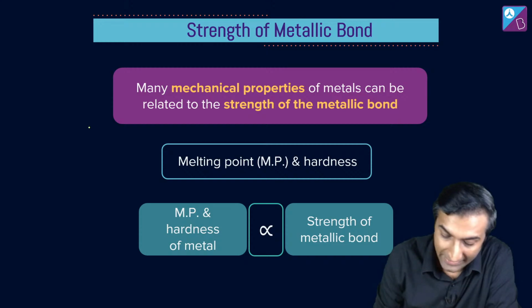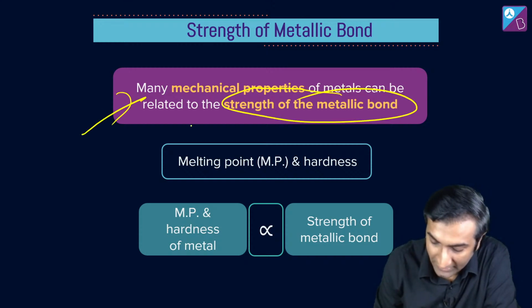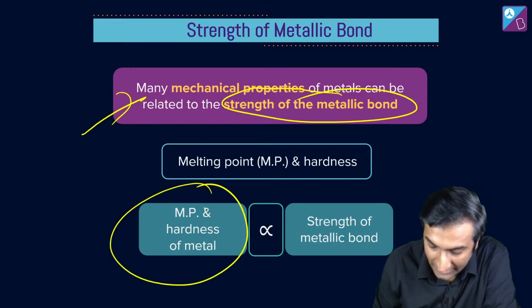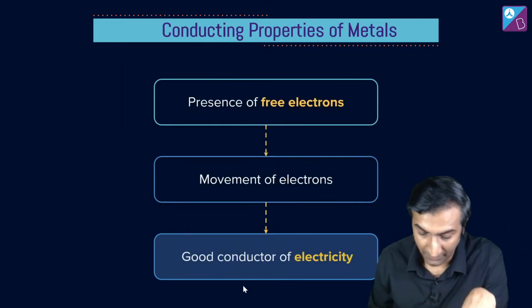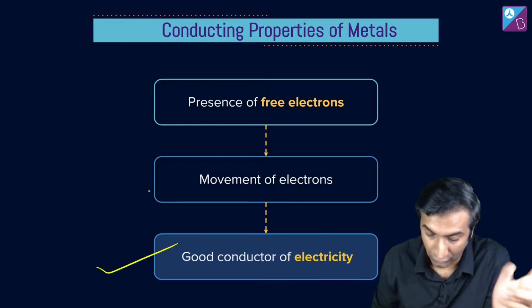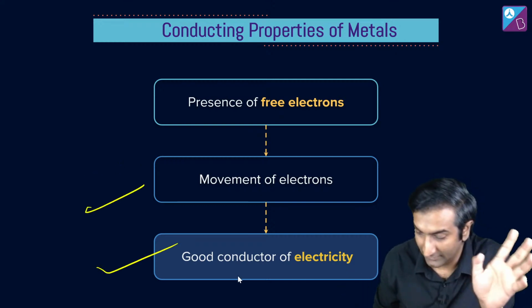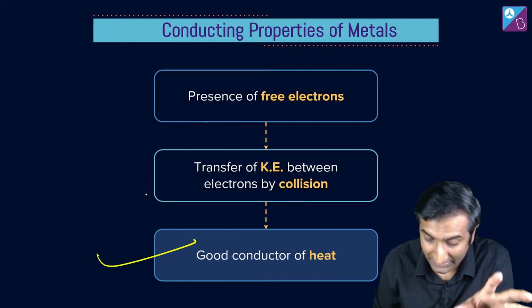Okay? So mechanical properties can be attributed to the strength of metallic bond. अगर melting point और hardness ज़्यादा है, it is usually because ज़्यादा electrons हैं, ज़्यादा metallic bond है. Good, this is what makes metals a good conductor of electricity, movement of electrons happens, etc., etc. ठीक है? Also good conductor of heat.